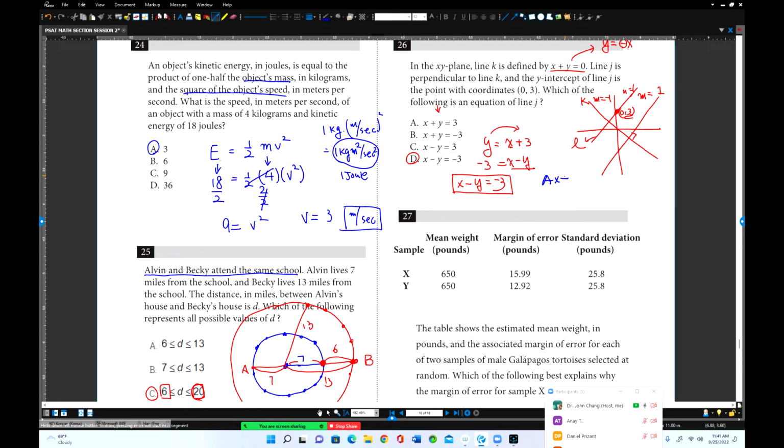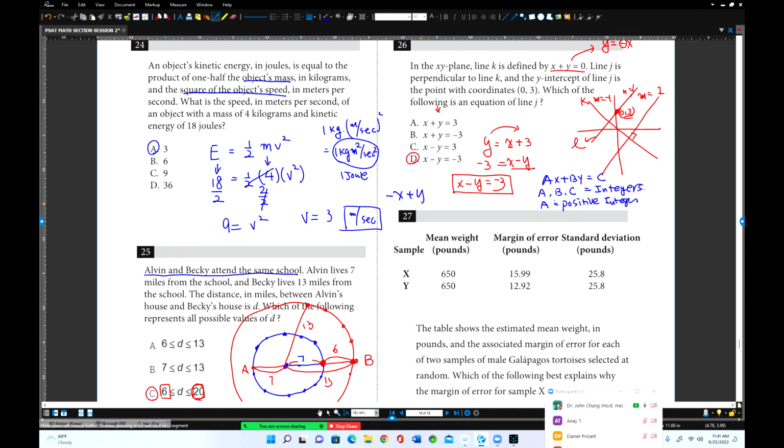Ax plus by equals c. That's the standard form of the line. But there's a rule there. Coefficient a, coefficient b, and constant c must be integers. It can be a fraction, but especially a should be a positive integer. I'm going to write that: a must be positive and also an integer. That's it.